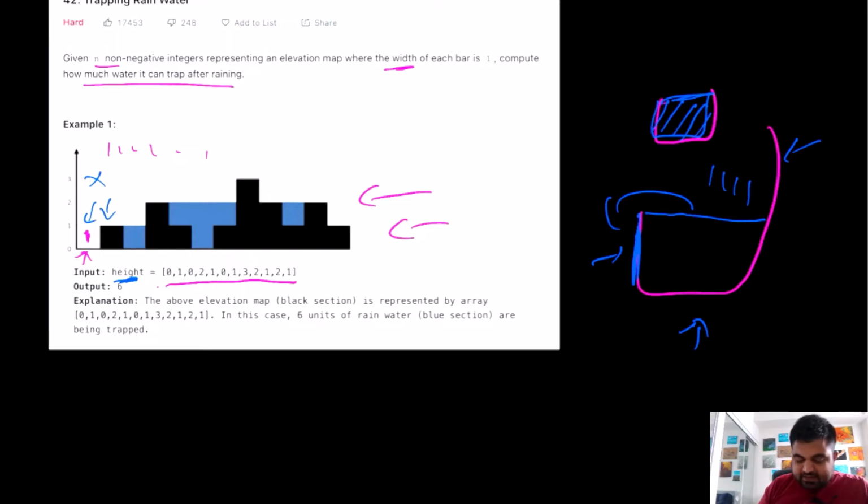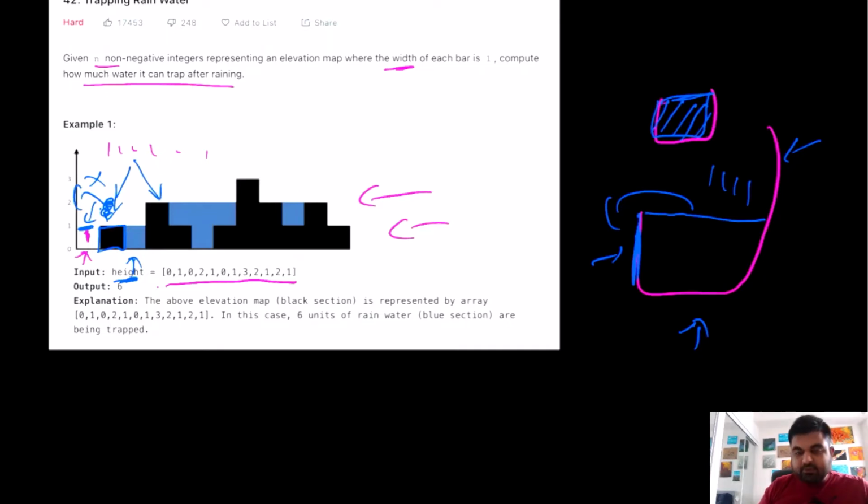This is a bar by itself, and this is the boundary, a solid surface that cannot store any water, and we cannot store any water on top of this one, because all the water that gets stored on top of this one will also spill out, because on the left side the boundary is non-existent.